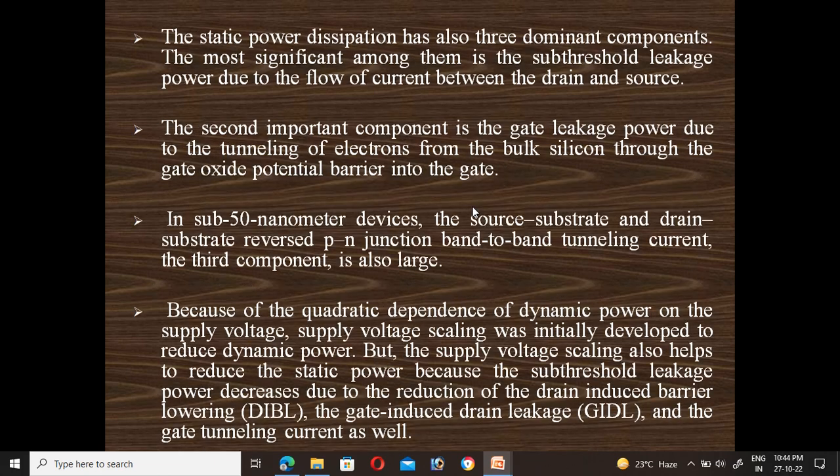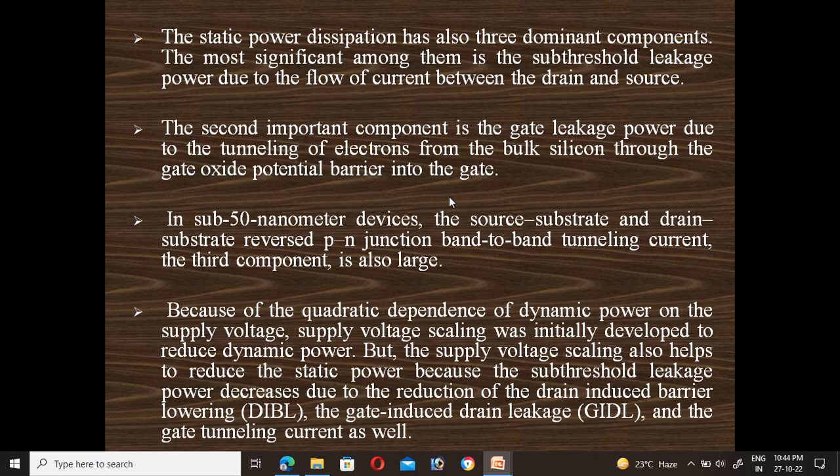Next one, the static power dissipation. Static power dissipation is generally due to the leakage currents in the circuit. This is the most important parameter. If you reduce the supply voltage, obviously it reduces the threshold voltages.